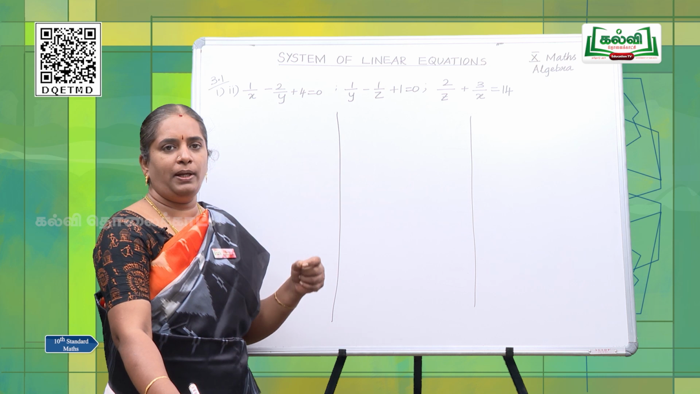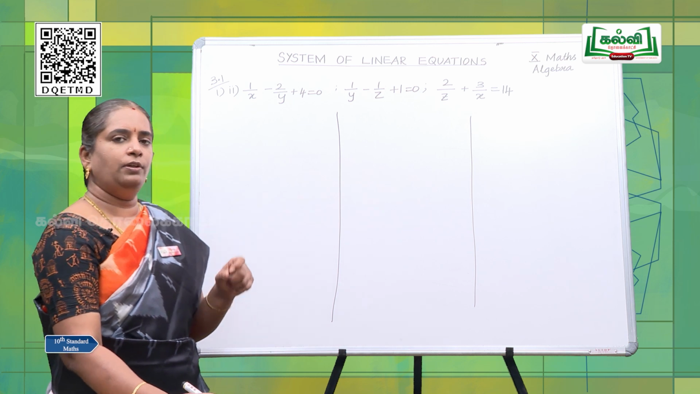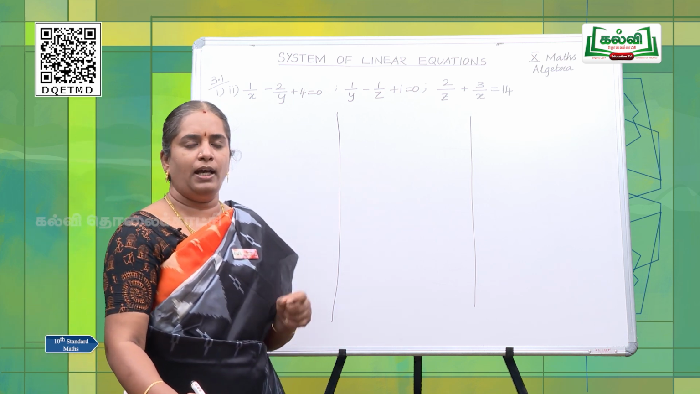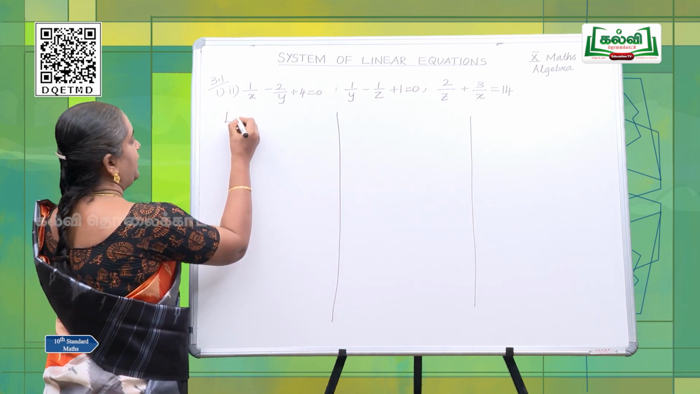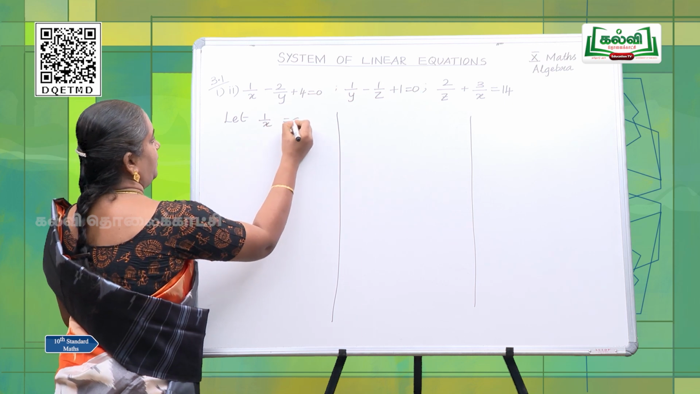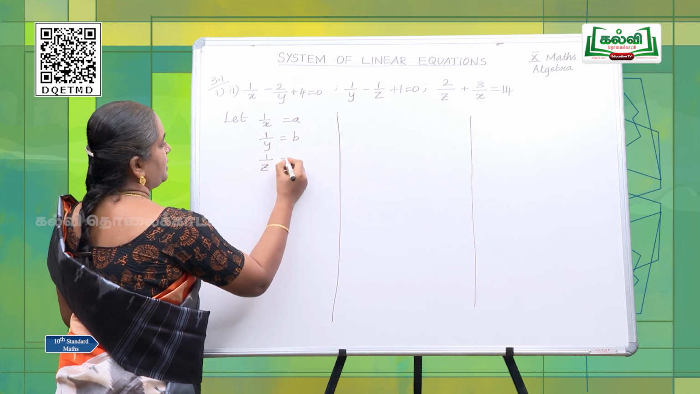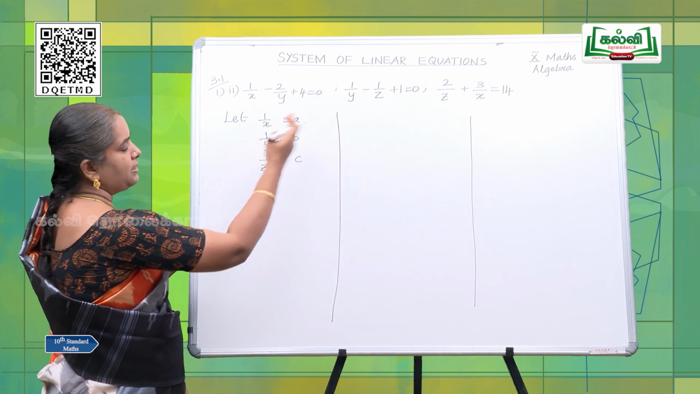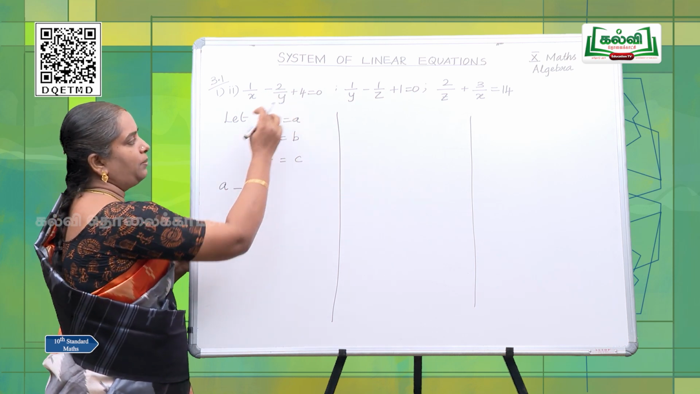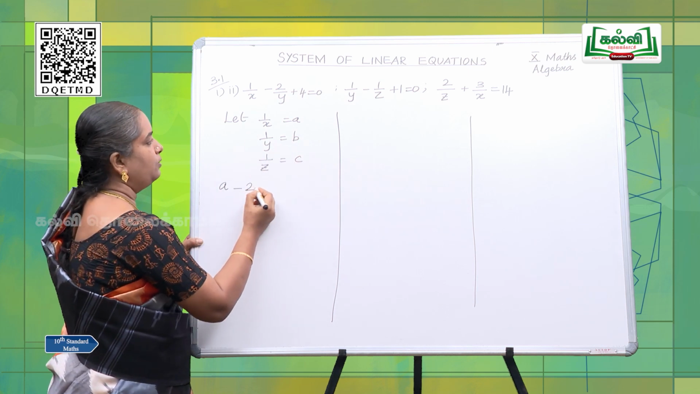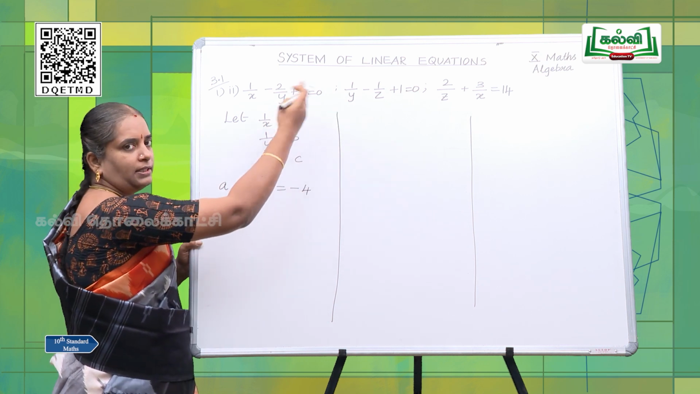So, we can substitute 1 by x as a, that is, we are going to use a instead of 1 by x, and b as 1 by y, and c for 1 by z. So, let us name 1 by x as a and 1 by y as b and 1 by z as c. So, these 3 equations become a minus 2 into 1 by y, so 2b, is equal to minus 4.